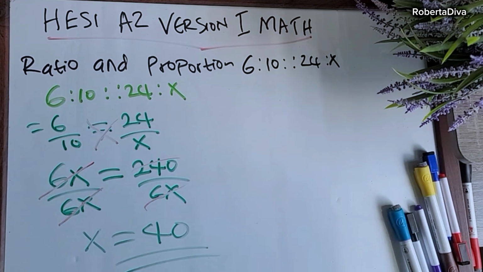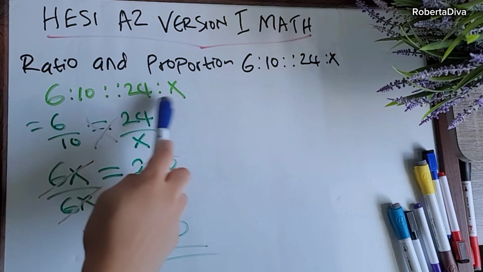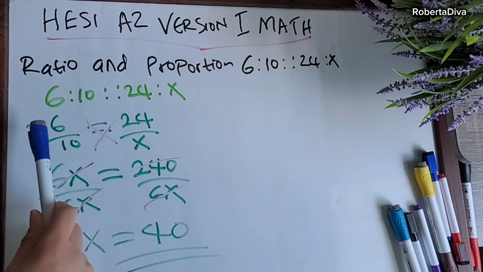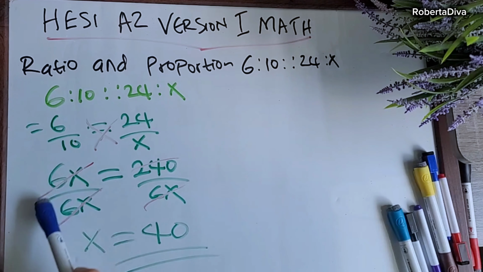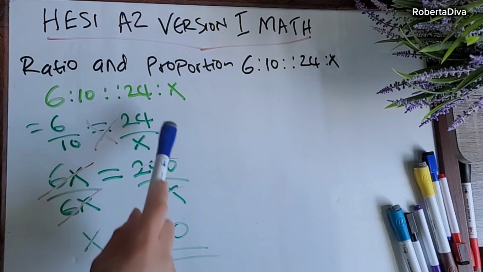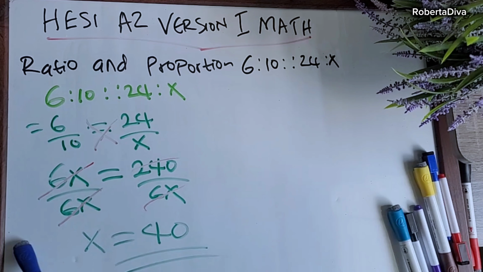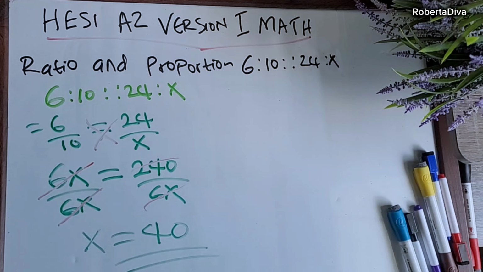Let me try and explain again. First step is set up the ratio and proportion first. 6 over 10 equal to 24 over x, right? You cross multiply first. The second step is cross multiply. So 6x over 6x equal to 240 over 6x. Now, that's how you get the answer, guys, okay? That's how you can do it. I hope you understand, right?